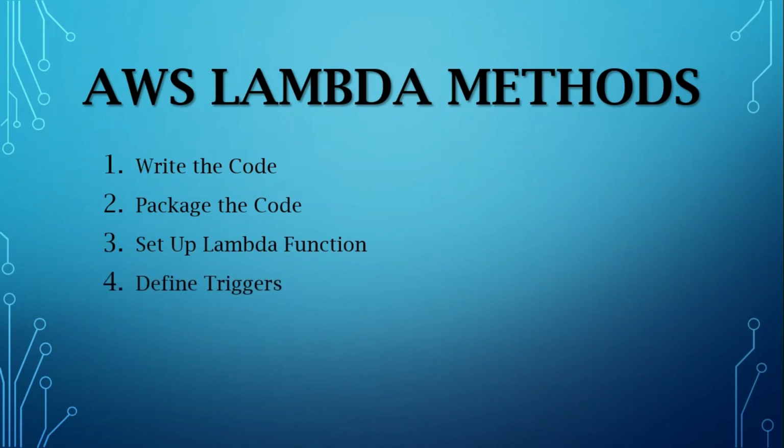Define triggers. Specify which AWS service or external source will trigger the Lambda functions. Triggers like an HTTP request to your API Gateway, a file upload to an S3 bucket, a table update in DynamoDB. Next one is deploy and test. Deploy the function and test it using testing tools like Postman.